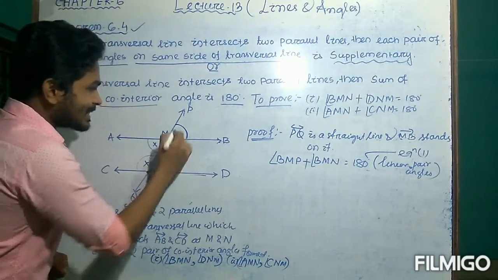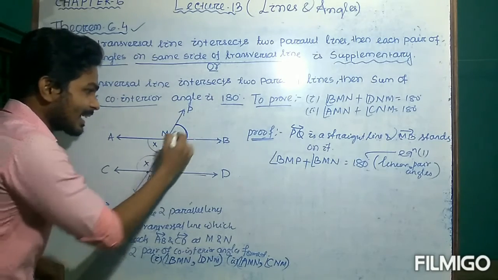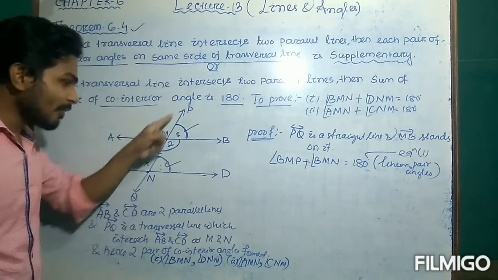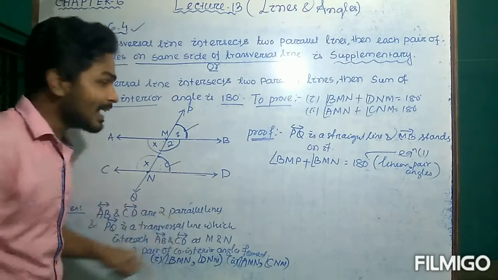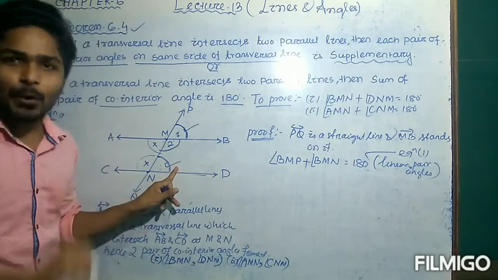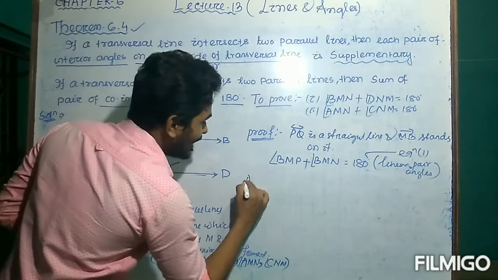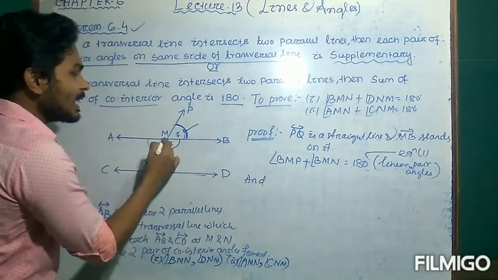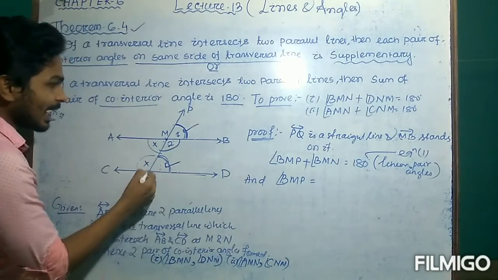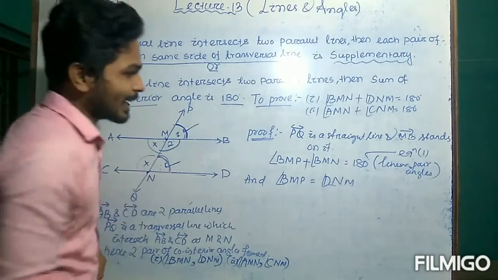Now, again see, this angle and this angle are which type of angle? They are corresponding angles, right? And we know, if a transversal line intersects any two parallel lines, then the corresponding angles are equal, according to axiom 6.3. So you can write this angle is equal to this angle, and this angle, BMP, is equal to this angle, DNM. What is the reason? Because they are corresponding angles.